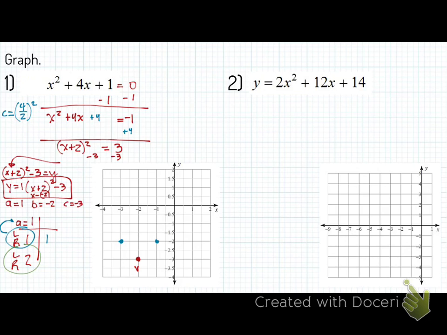I'm going to go back to here. What's 2 squared, everyone? 4 times our a. What's 4 times 1? 4, good. So I'm going to use green here to represent this point. Let's all go back to the vertex. It means if I go left or right 2, I'm going to go up 1, 2, 3, 4.